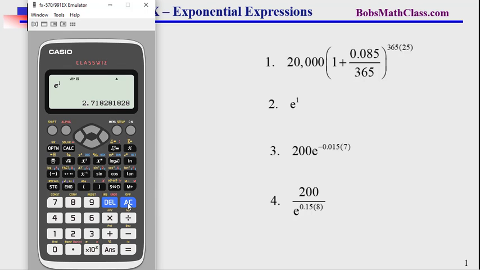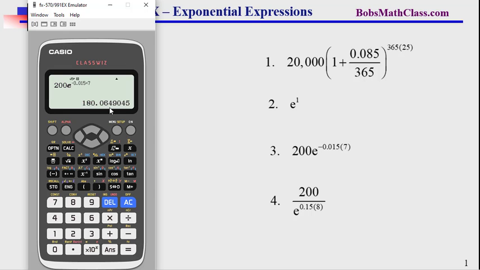All right, let's do the next one. Let's hit the clear button. 200, and then our E, so Shift, LN, that's your E. And then we have a negative. And we're in the exponent, so 0.015 times 7. I use the times symbol here. It looks like an X, that's why we don't use it a lot. Then hit equals.